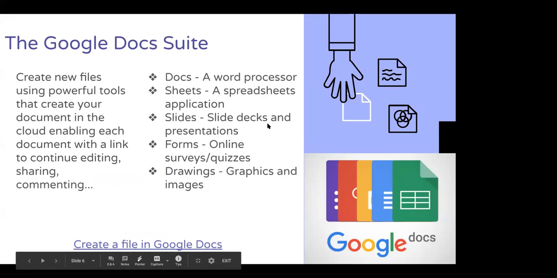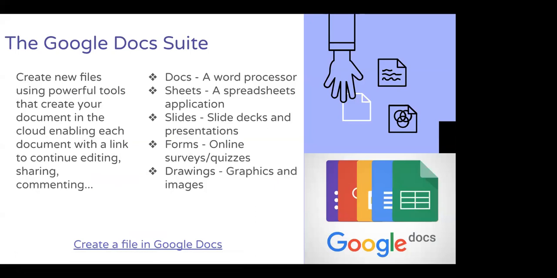So in the Google Docs suite, you're going to be able to create new files and they'll be stored in the cloud. Things like Docs, which is a word processor. Google Docs is a word processor, and we're going to equate that to Microsoft Word. Sheets, that's our spreadsheets application in the Google Docs suite. We are going to equate that to Microsoft Excel.